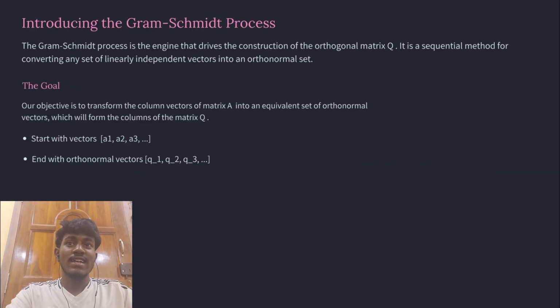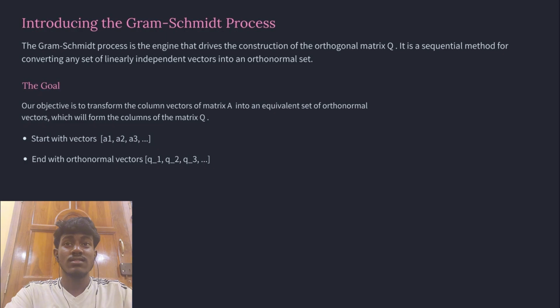Now, introducing the Gram-Schmidt process for QR decomposition. The Gram-Schmidt process is the engine that drives the construction of the orthogonal matrix Q. It is a sequential method for converting any set of linearly independent vectors into an orthonormal set. Our objective is to transform the column vectors of matrix A into an equivalent set of orthonormal vectors, which will be the columns of matrix Q.